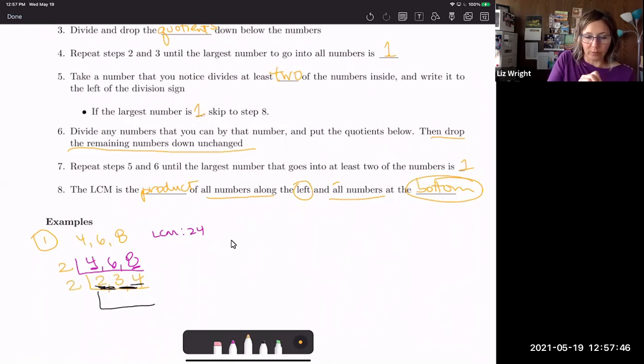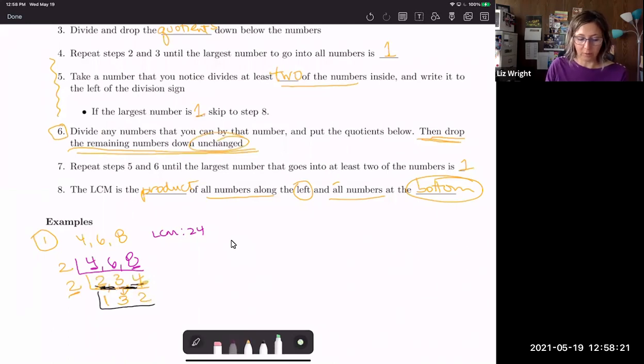So we're looking at what can we take out of the 2 numbers inside. Now we're going to divide it. We're now at step 6. We're going to divide it, but then we're going to drop the remaining numbers down unchanged. 2 divided by 2 is 1. 3, there was no common factor, right? So that's the one that's going to drop down unchanged. And then 4 divided by 2 is 2. Now we look between all 3 of these and ask, is there anything else I could take out of any pair of them? The answer to that is no.